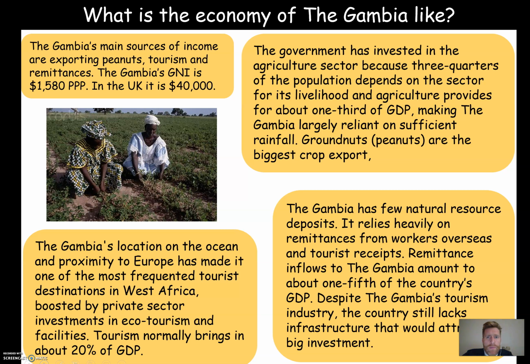So what is the economy of the Gambia like? Again, I would ask your cover teacher to pause this. This is if you don't have the work packs, which should have been printed for you. If not, you can pause this and read it as a class and then complete the appropriate part of the worksheet.